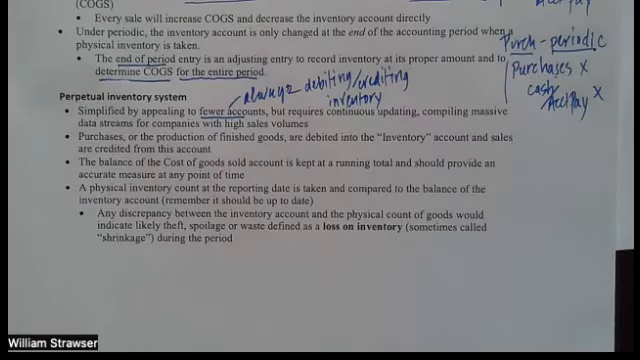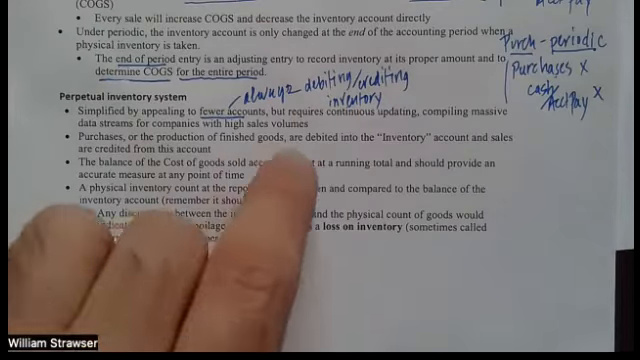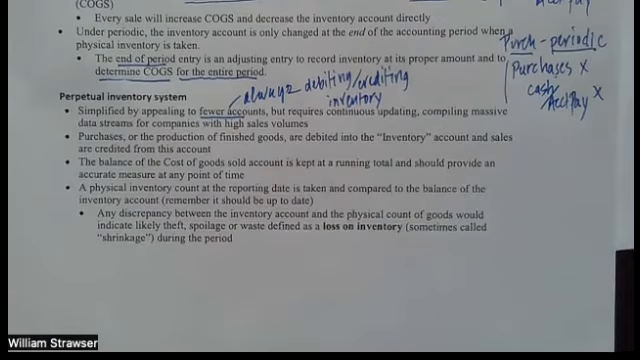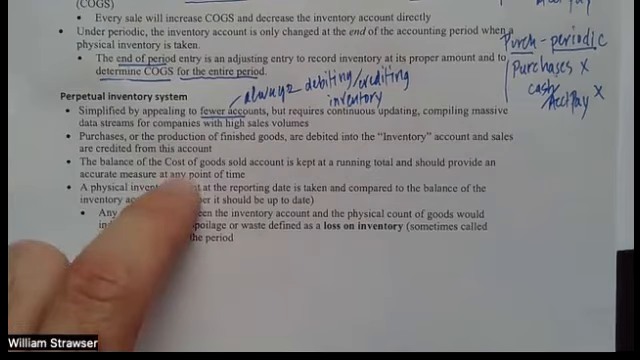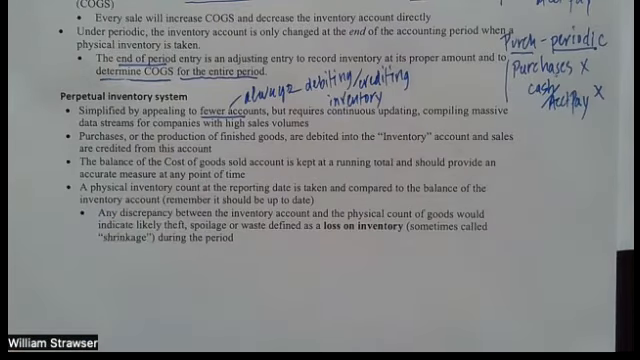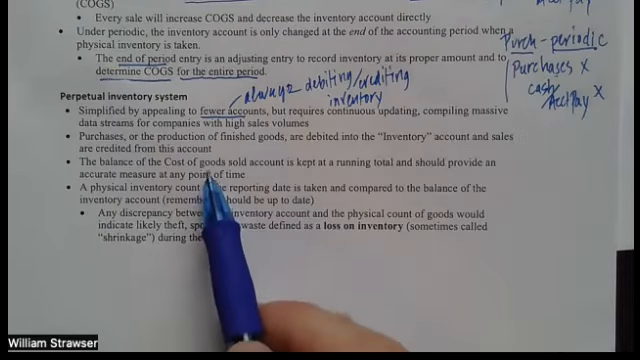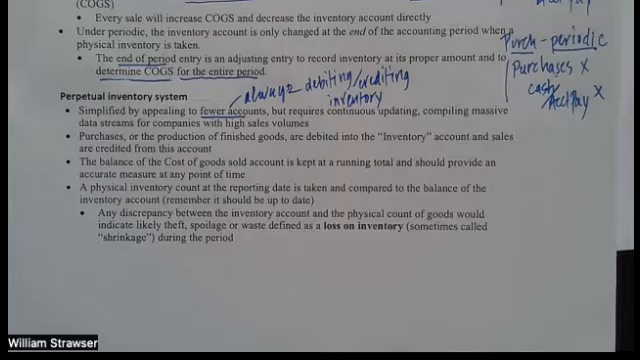The purchases or the production of finished goods are debited into the inventory account, and sales are credited every time they happen. Cost of goods sold is also kept at a running balance. So at any point in time, I know exactly how much I've sold since the last time I closed out cost of goods sold. Because remember, of course, cost of goods sold is a temporary account that gets closed out into retained earnings at the end of any period.